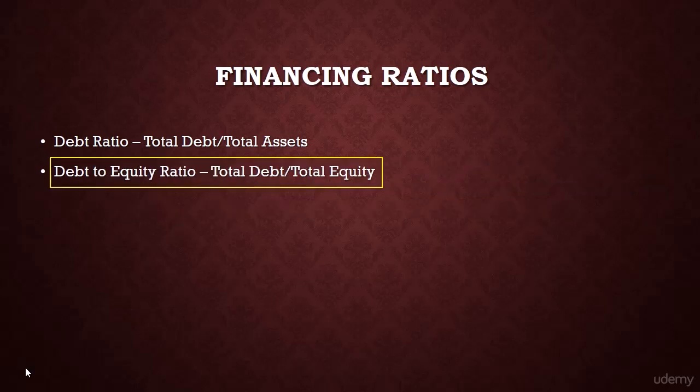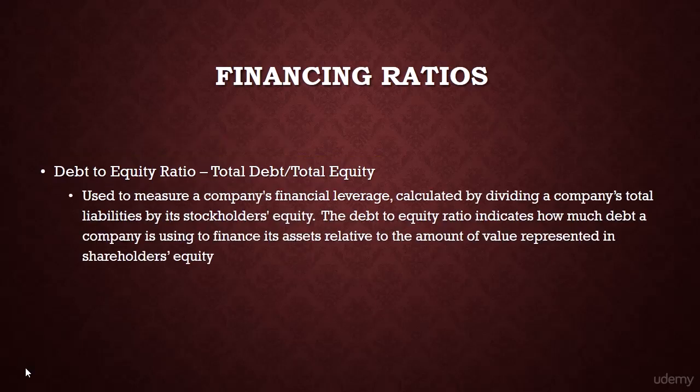Next, we have our debt to equity ratio, which is our total debt divided by our total equity. And this is also used to measure a company's financial leverage, but instead this shows how much debt is being used compared to equity. So how much is being invested into the company from stockholders and other shareholders, and how much money we're taking on from loans. And this just shows you the balance between that. So now let's go ahead and go to Excel so I can show you how to do these formulas.